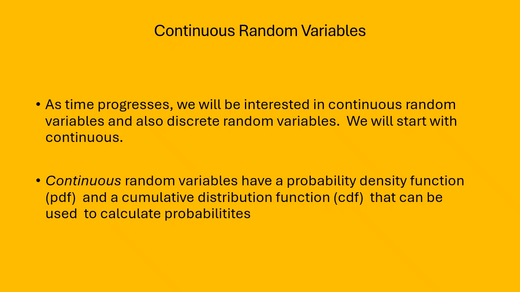So let's first talk about continuous random variables. As we go along in this series of videos, we're going to be interested in both continuous random variables and also discrete random variables. The first type that we'll talk about will be continuous. I guess this is kind of opposite of what many people do when talking about random variables. Continuous random variables will have a probability density function, which we call a PDF, and also a cumulative distribution function, which we'll call a CDF. Both of these can be used to calculate probabilities involving that random variable.